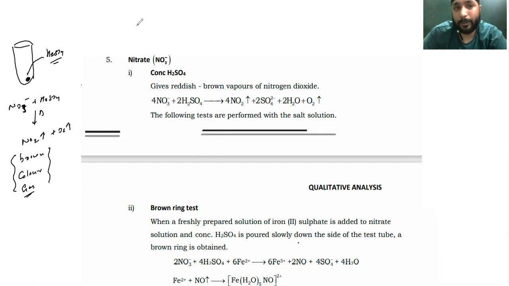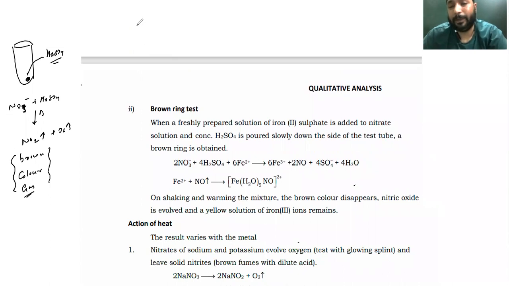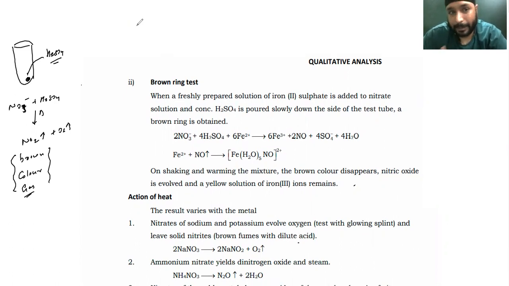Now, again, I do have a brown ring test over there, which we have done in nitrite also. But the main difference over here is that instead of acetic acid, which we used in the nitrite anion, we'll be using concentrated H2SO4 for the preparation of this brown ring. Take care. It's very important. And these questions are asked now and then in competitive examinations.